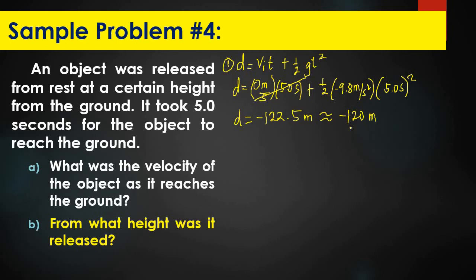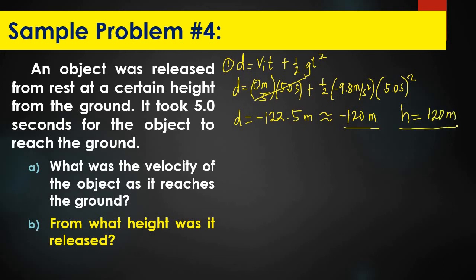Approximately, we have negative 120 meters. Ayan. Siyempre, height ang hinahanap. Displacement ito. So, therefore, your height does not have a direction. It's a scalar quantity. So, 120 meters.